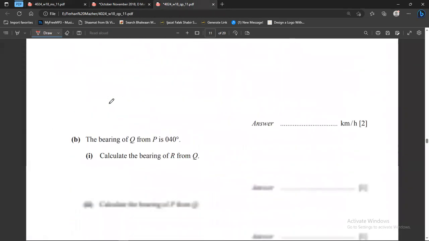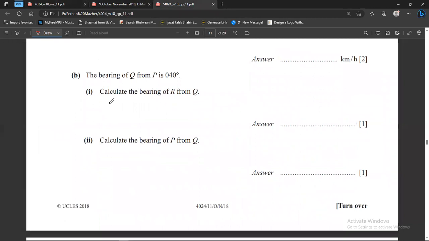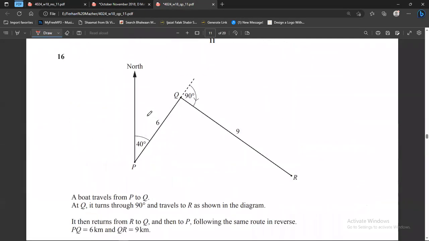Okay, then the next question is the B part. The bearing of Q from P is 40. Calculate the bearing of R from Q. R from Q.